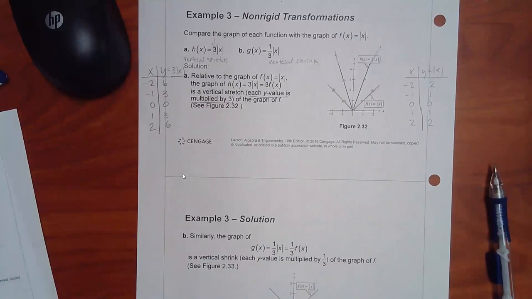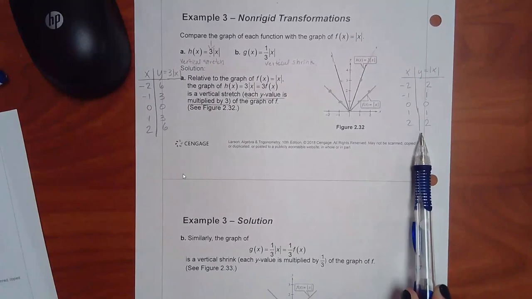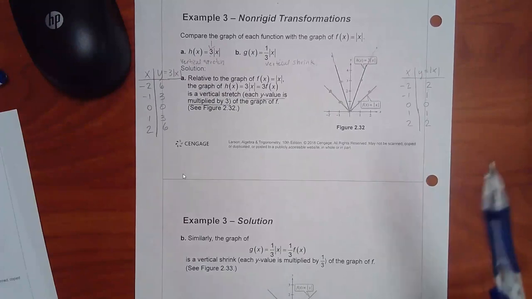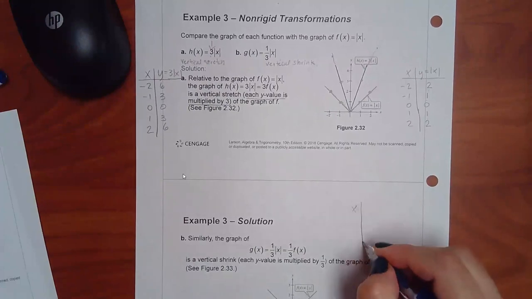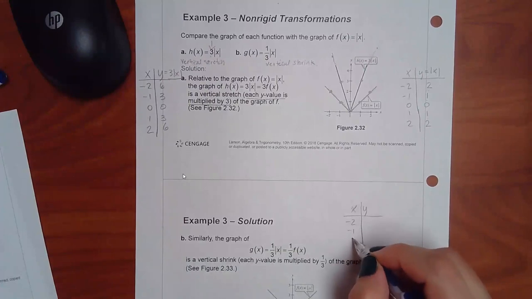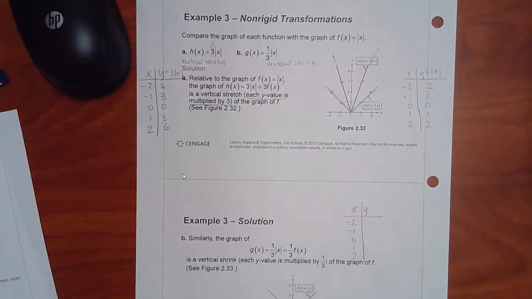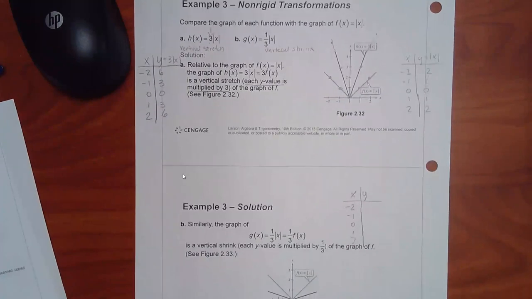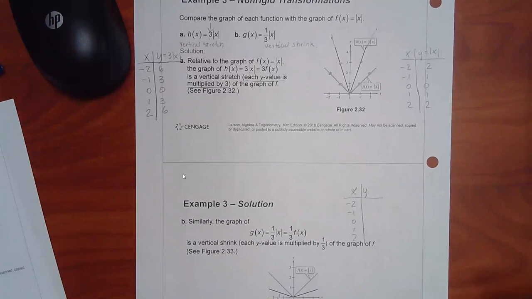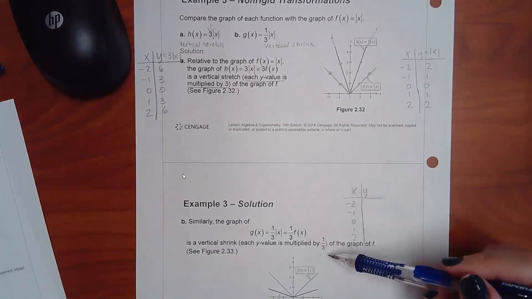Okay, now if they have a 1/3 in front, it's the same process. I can use this same table because this is the basic function still, the absolute value. But this time I'm going to multiply my y values by 1/3. So I'm not changing the x values. Vertical shifts, shrinks, and stretches do not affect your x values at all. Okay. So I'm going to take these and I'm going to multiply them by 1/3 now.